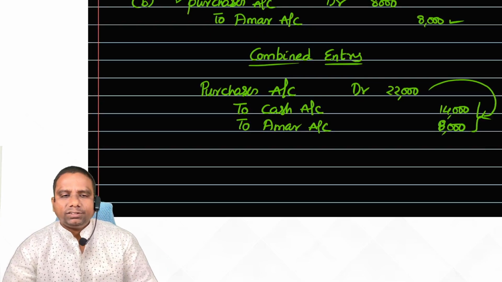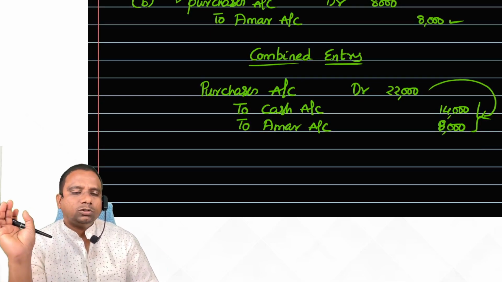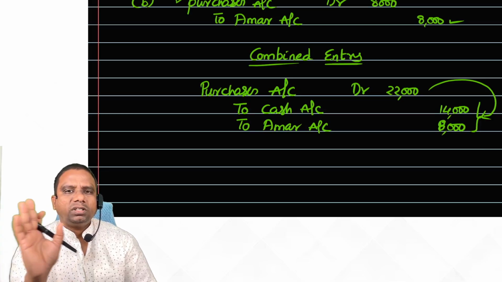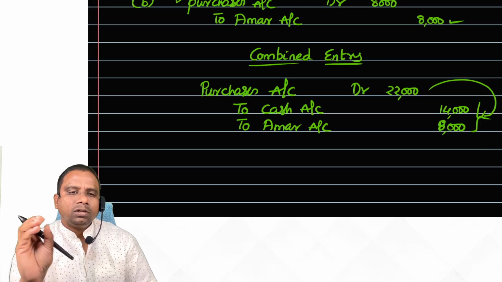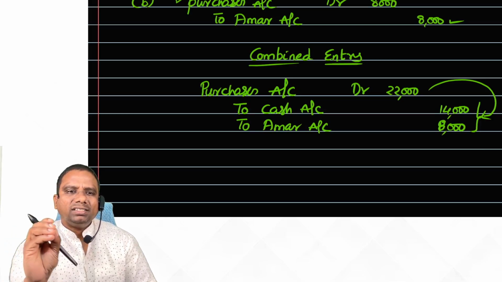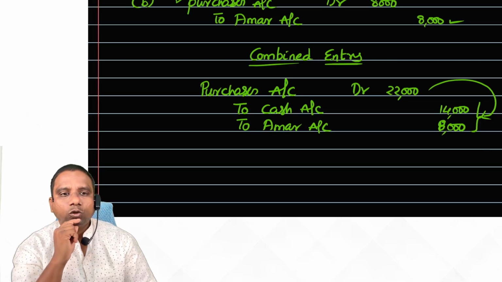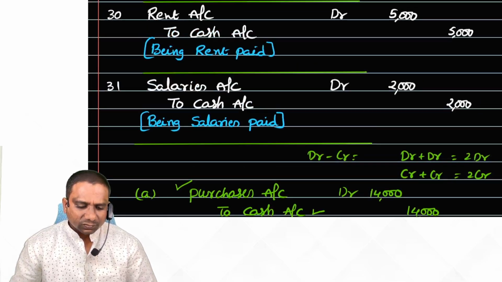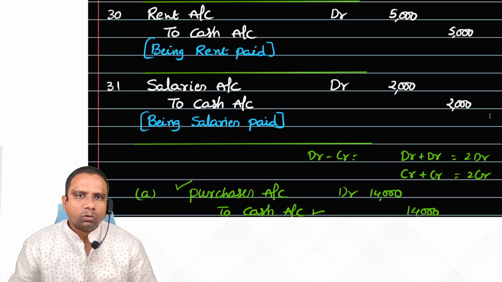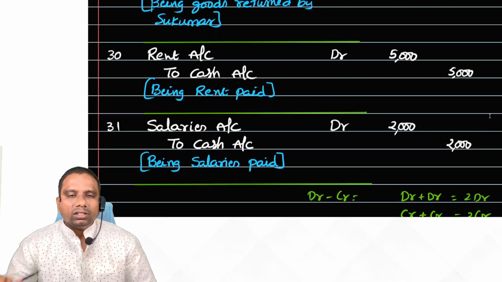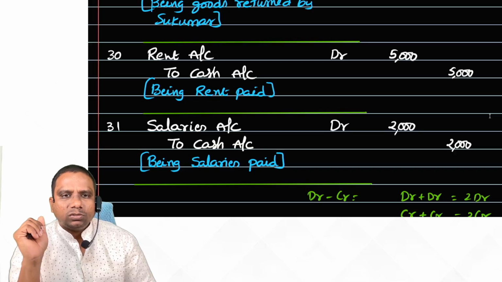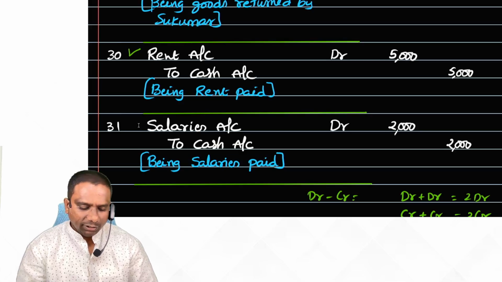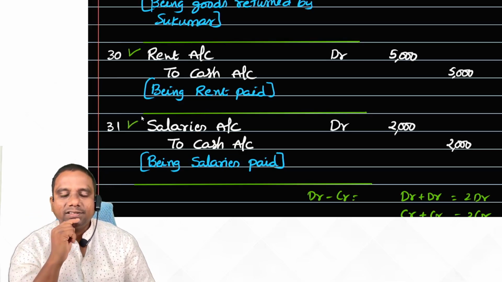Being goods purchased for 22,000. Paid 14,000 rupees cash, balance amount on credit. Yes or no, students? And if you observe the last two entries of the previous problem, observe: on the 30th date we have paid rent, on the 31st date we have paid salaries.